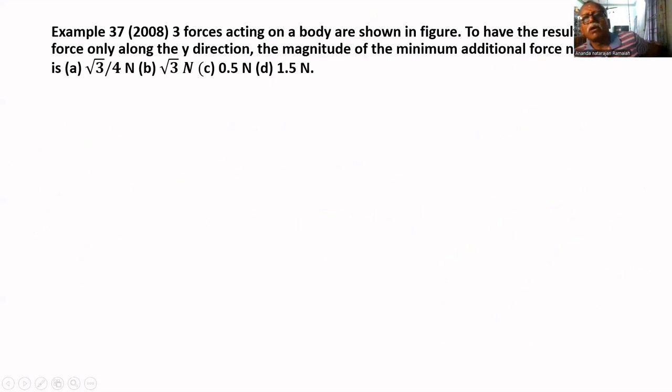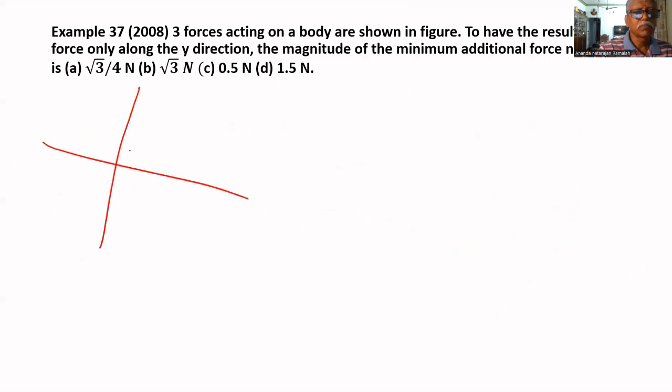3 forces acting on a body are shown in figure. The figure is not given. That's why let us draw 3 forces acting on the body. This is the body. It has 3 forces acting. 2 Newton acting in this direction. The angle is 60 degree. And 1 Newton acting along this direction, again 60 degree with the x-axis. This is minus 60. Simply in the diagram, the 60 is given.